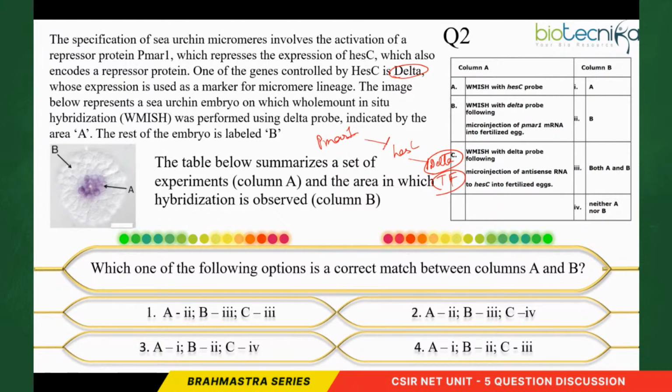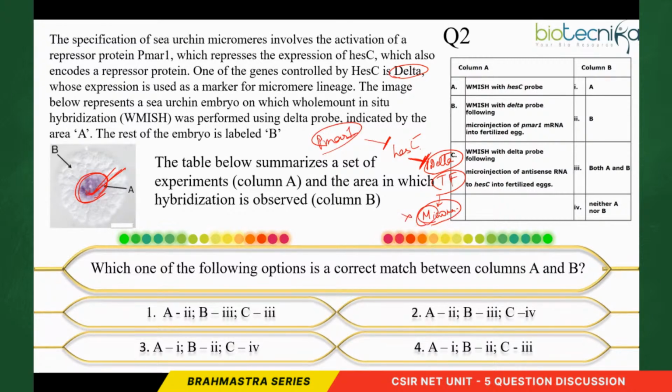Okay, so PMAR1 inhibits HESC, HESC inhibits delta. Delta is the transcription factor for micromere formation, micromere specification. So, in these micromeres, we want PMAR to be active. Okay, we don't want HESC. So, PMAR being present, it will inhibit HESC and HESC will inhibit the delta in these A category. Okay, so basically, you will not find HESC over here. If HESC is present, then they will not allow for micromere specification.